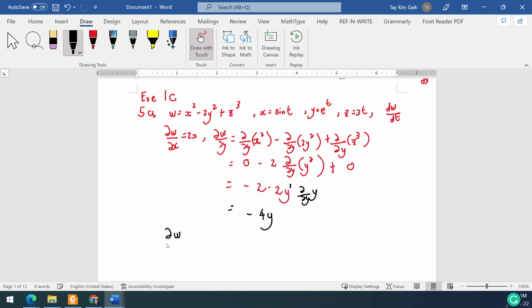And then your del w del z. So when you del w del z, x and y are constant. So differentiate constant, you have 0. So you just left the third term. Because when you del del z x squared, minus you del del z 2y squared, plus del del z z cubed.